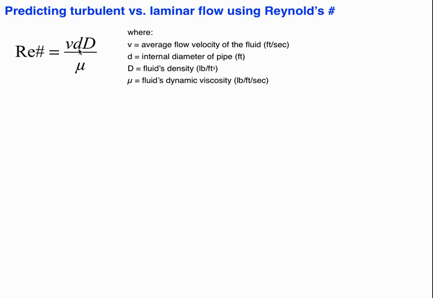You need to know the inside diameter of the pipe. You need to know the density of the fluid in pounds per cubic foot. And you also need to know something called dynamic viscosity. I'm sure many of you have heard the word viscosity, probably in the context of oil. Think of viscosity as a property that is indicative of the ability of the fluid to move easily.